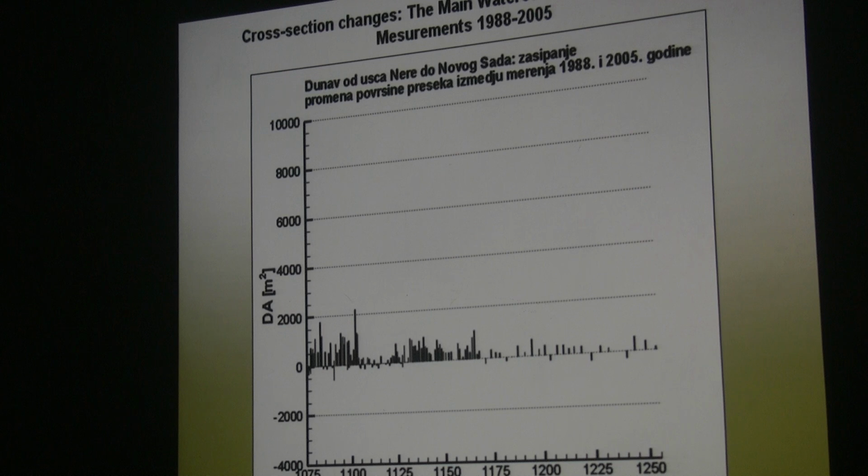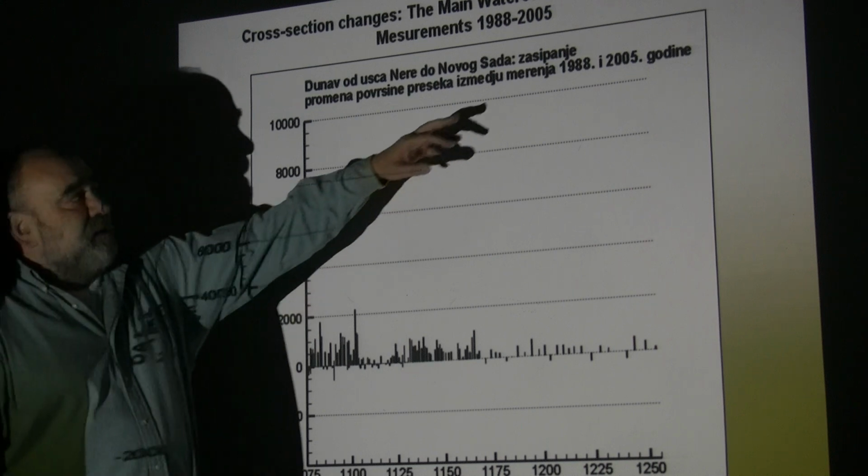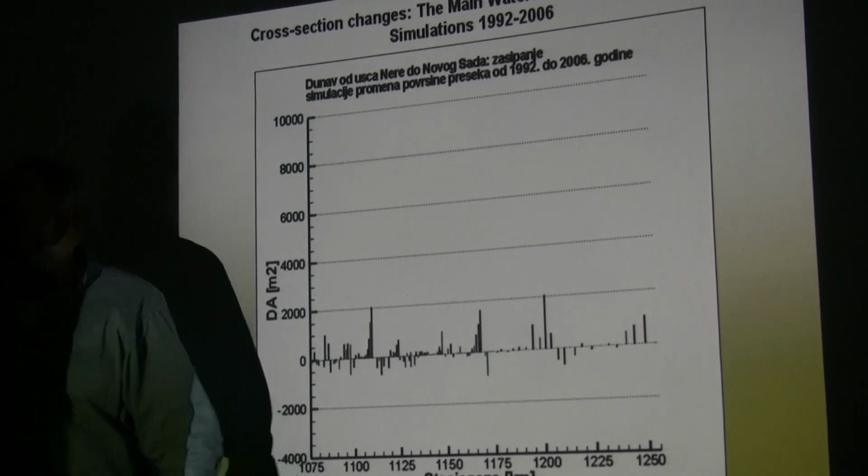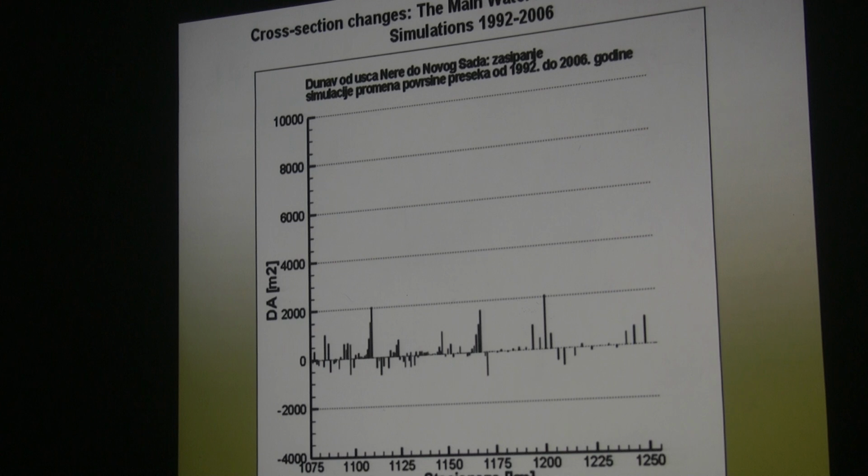This is the upstream end of the reservoir on the Danube River. Now there is a little more disagreement between the data period and the simulation period. The data goes from 88 to 2005, while our simulation period is 92 to 2006. So our simulations are recovering again similar trends and similar order of magnitude.